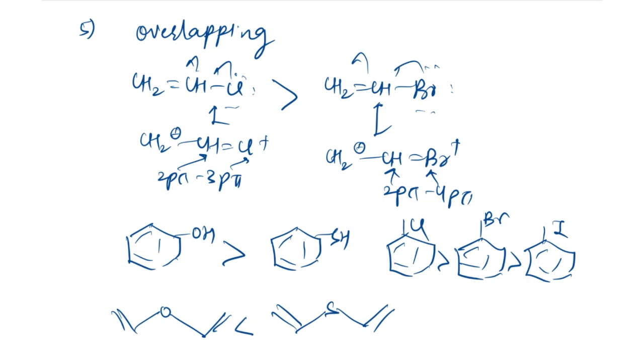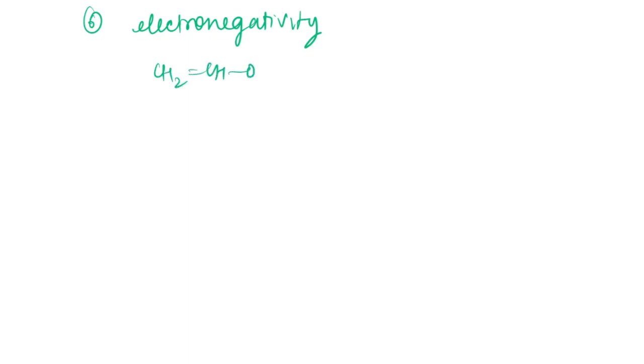Sixth, we have electronegativity. The sixth comparison consists of electronegativity. So CH2 double bond CHOH.